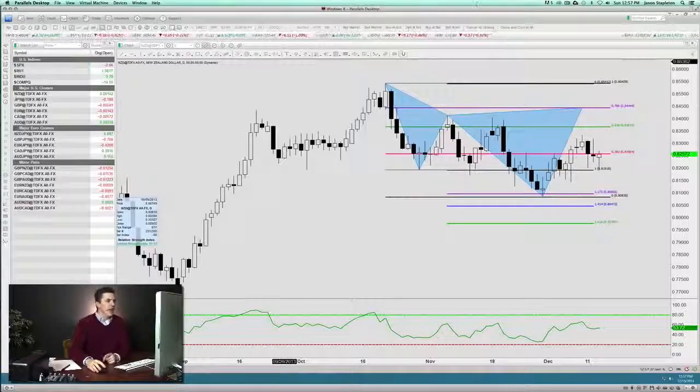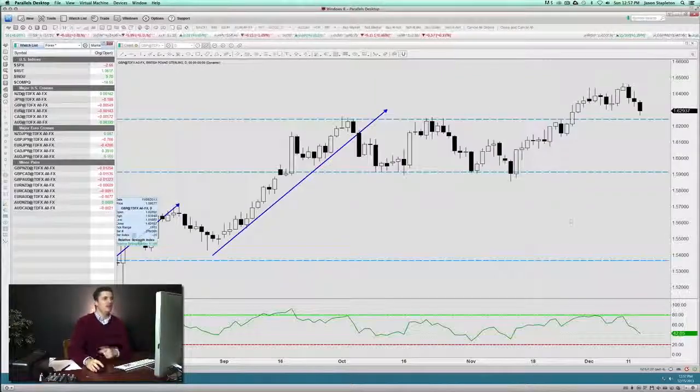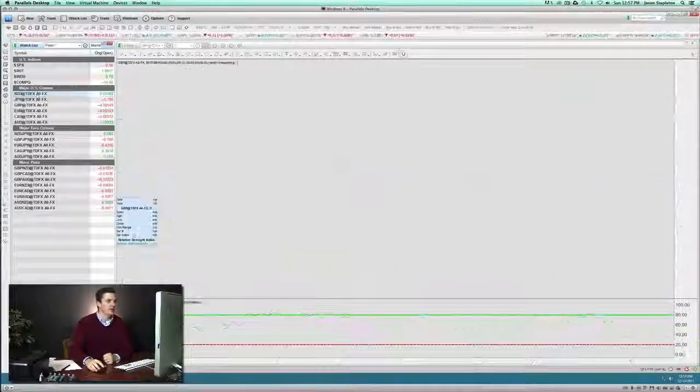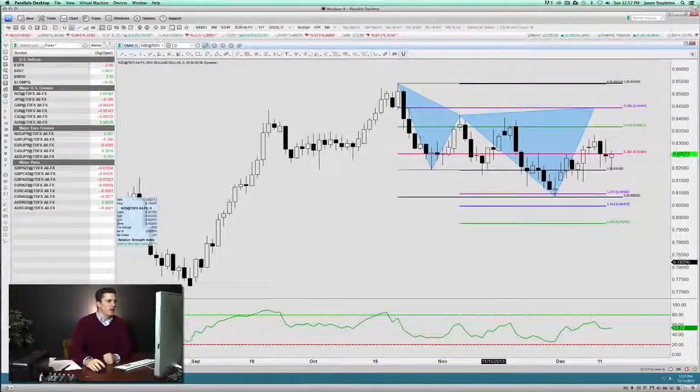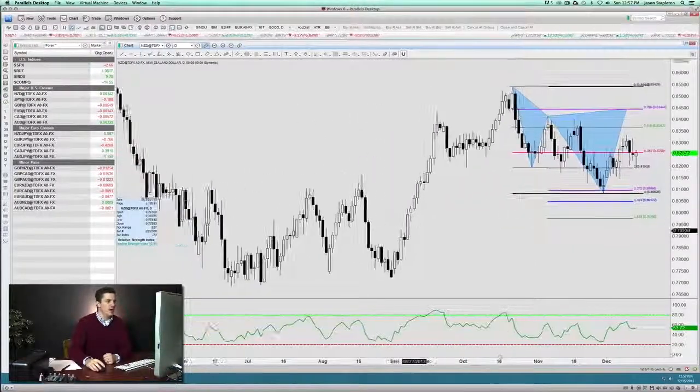And again, in my courses and things like that, I cover this in much more detail, but for our purposes here, just understand that everything that we're doing here can be done on a smaller time frame. So New Zealand has that cipher pattern setting up. The market has been rallying here.